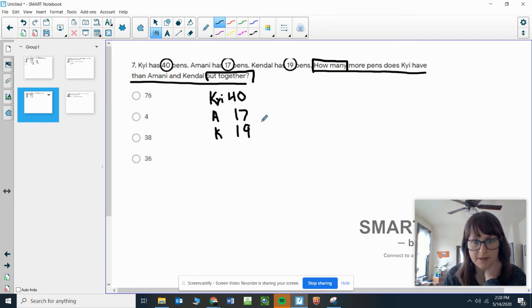have combined. So as you can see, as I started to represent this problem, I pulled my numbers out as I'm thinking about what I'm going to need to do. So the first thing I need to do is put Kendall and Amani's numbers together. So my first step is going to be to add what Amani has to what Kendall has.